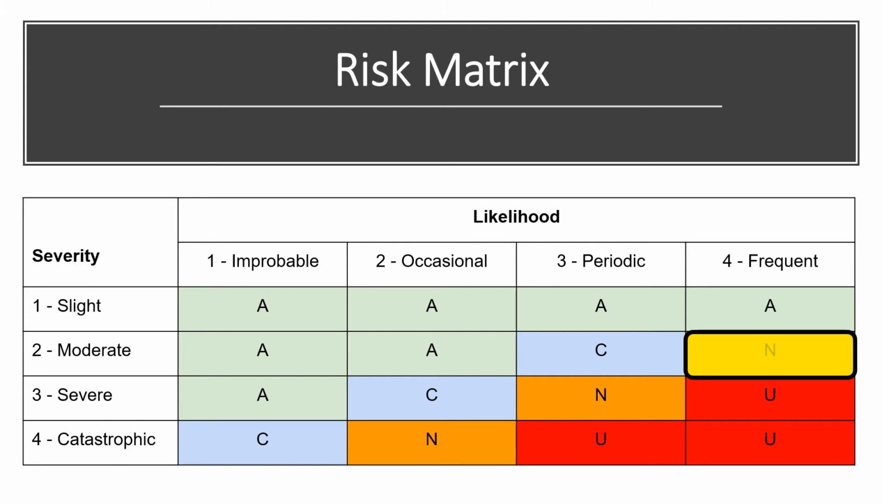To give you an understanding of how the matrix works, let's consider a scenario that has a severity of 2 and a likelihood of 4. As you can see, the corresponding risk is N, or not desirable. Details regarding the different risk rankings will be further explained prior to beginning the PHA.